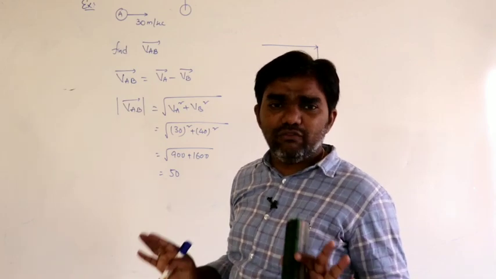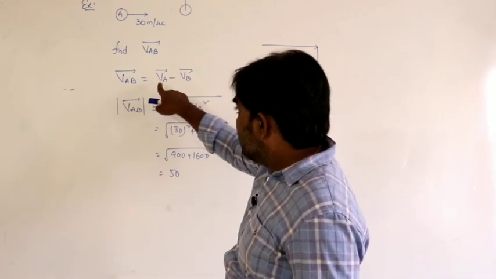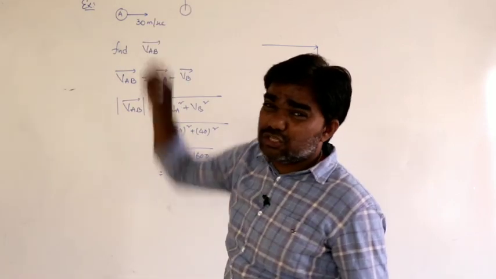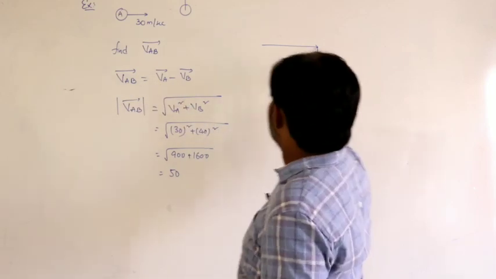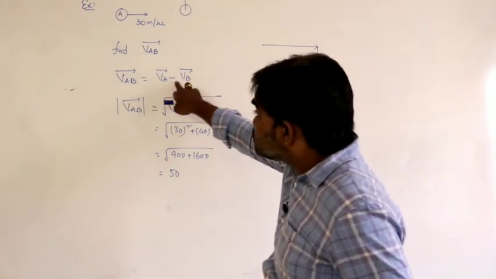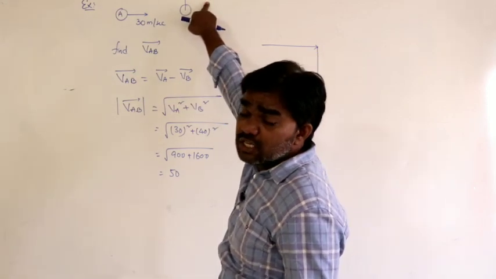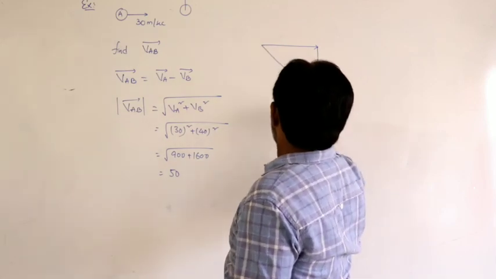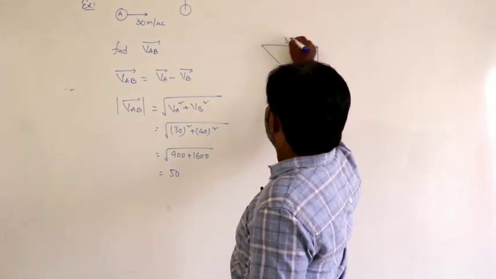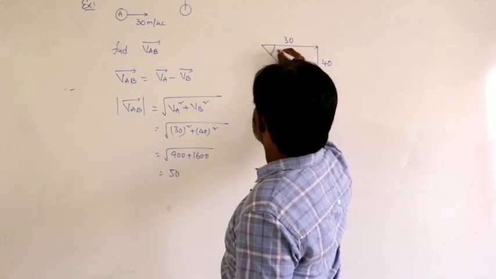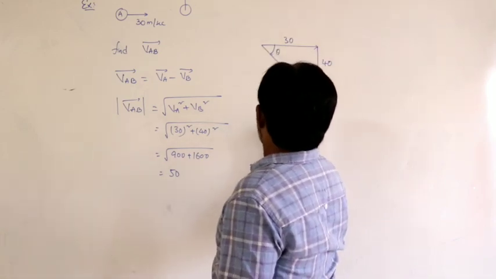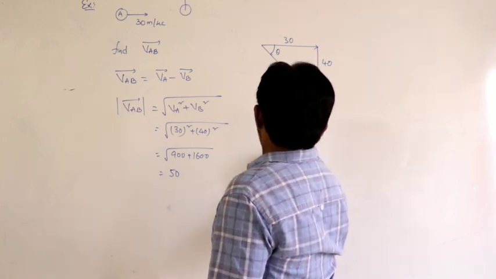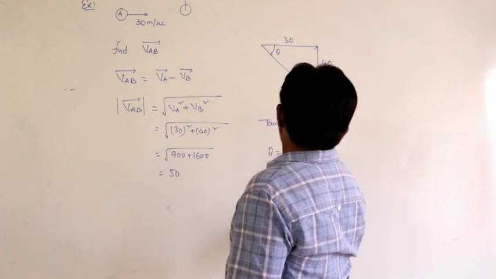So very important, while calculating the direction according to this formula, we can rewrite the directions. What is the direction of VA bar? Towards east, no change in that. Minus VB, what is the direction of B bar initially? Towards north, minus is south. So this is the direction. So this is 30 and this is 40 and this is the angle. So tan theta can be written as 40 by 30, that is 4 by 3. So theta is equal to tan inverse 4 by 3.